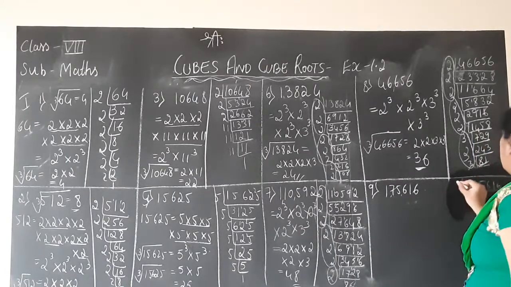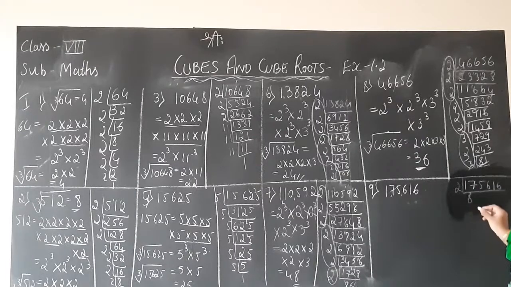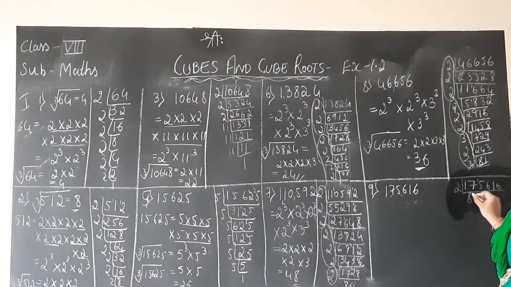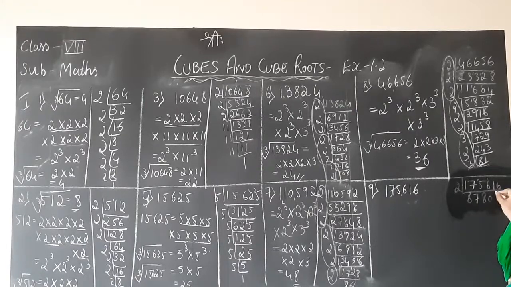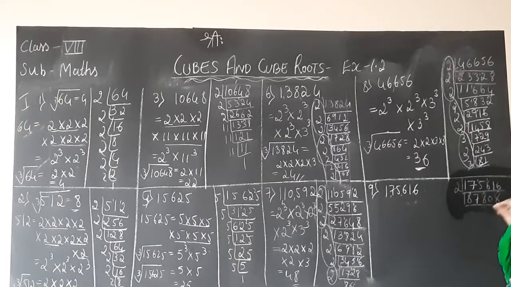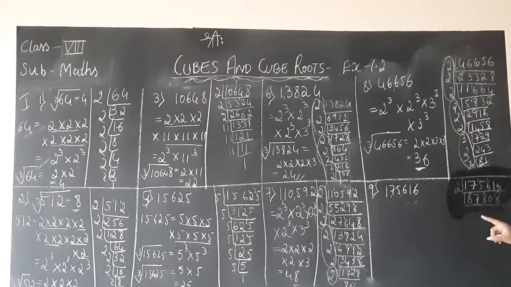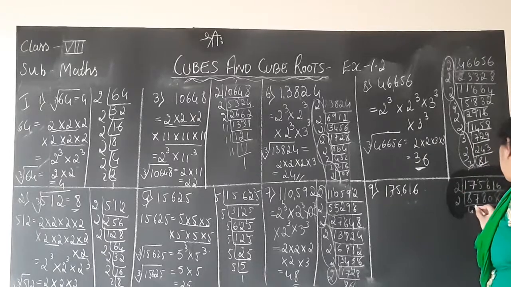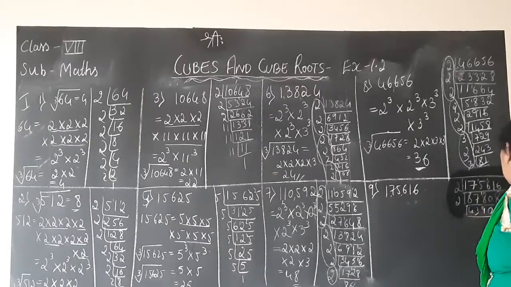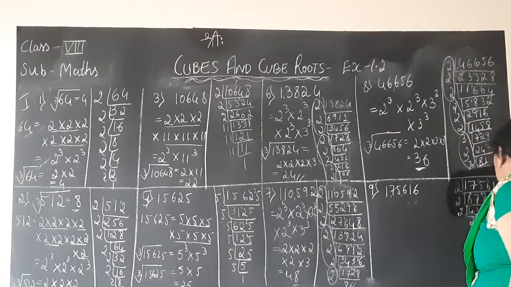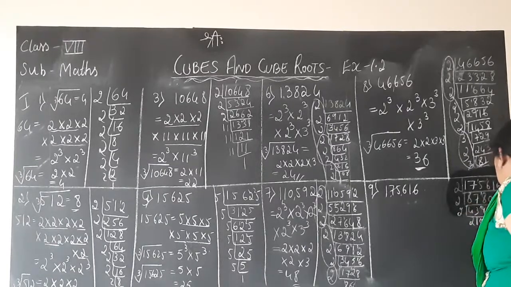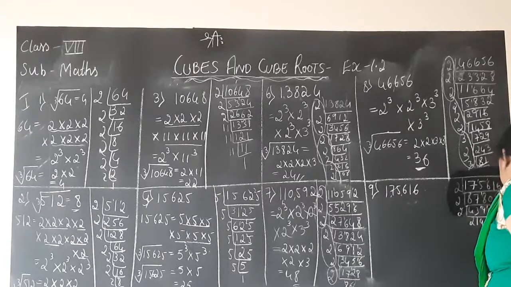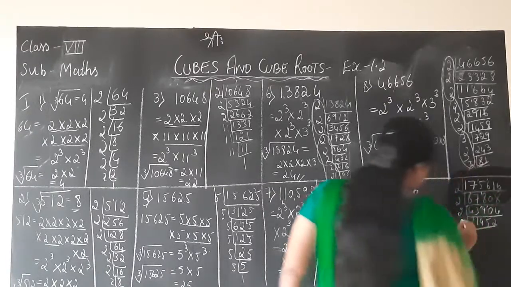175,616. I'll start with table 2. 2 8s are 16. 1 remaining, 2 7s are 14, 1 remaining, 2 8s are 16. Again 16 together I should take. So 0 and 8 I should put. 808 will come. Next again 2 4s are 8, 2 3s are 6, 2 9s are 18, 0 as it is, 2 4s are 8. 2 2s are 4, 2 1s are 2, 1 remaining, 2 9s are 18, 1 remaining, 2 5s are 10, 2 2s are 4.